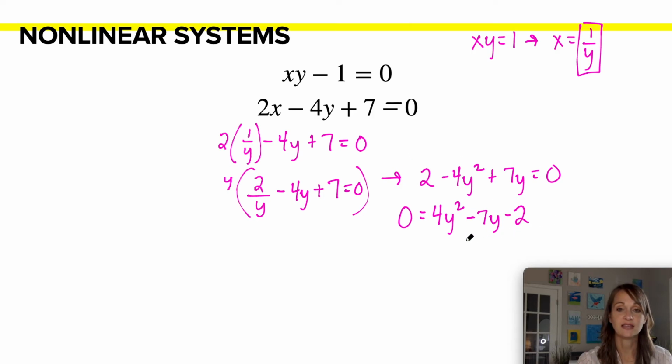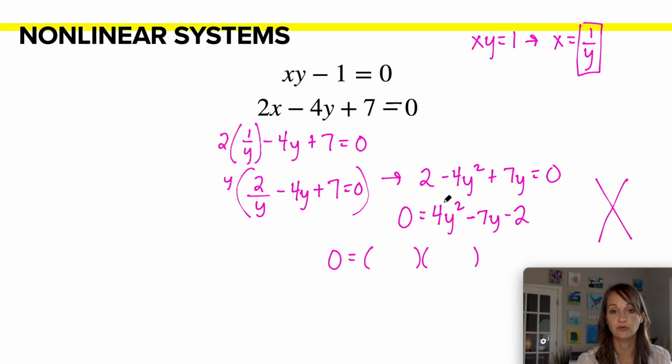When I do that, I can then factor this. So 4y squared minus 7y minus 2 is going to factor. And here's how we do it. You will use the illegal move. 4 times negative 2 is negative 8. And the negative 7 is in the middle. What multiplies to give you negative 8 and adds to give you negative 7? Negative 8 and a positive 1. So I will have y minus 8 and y plus 1.